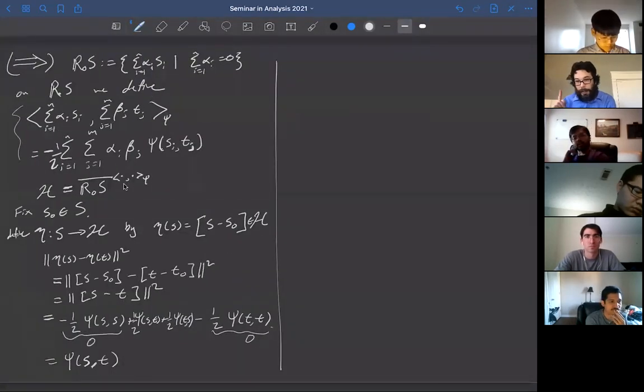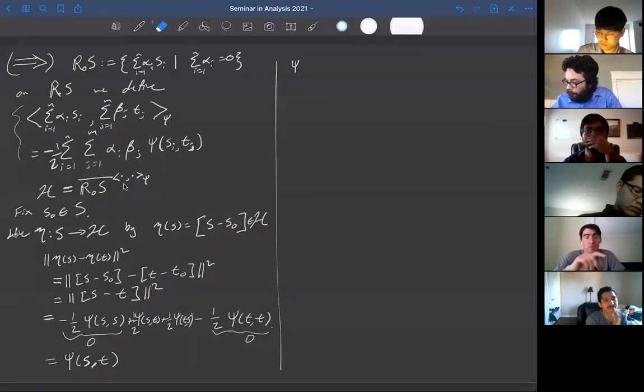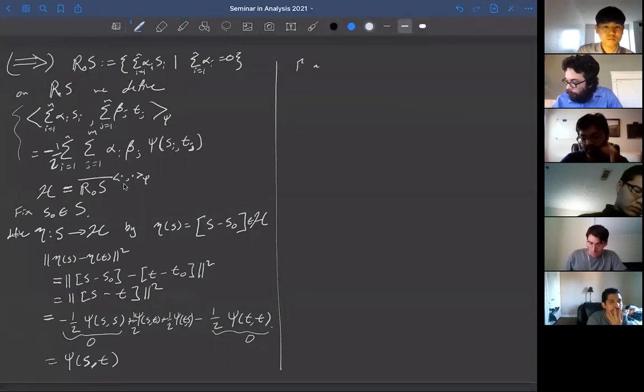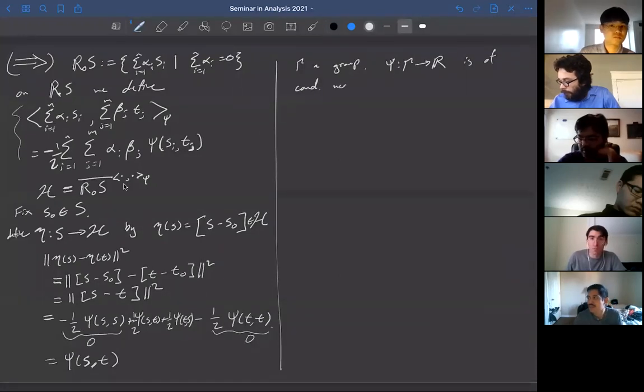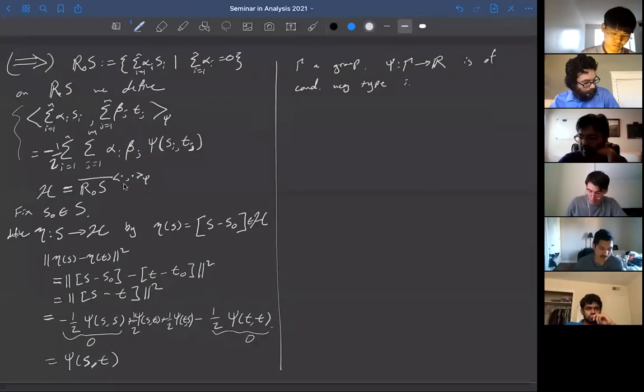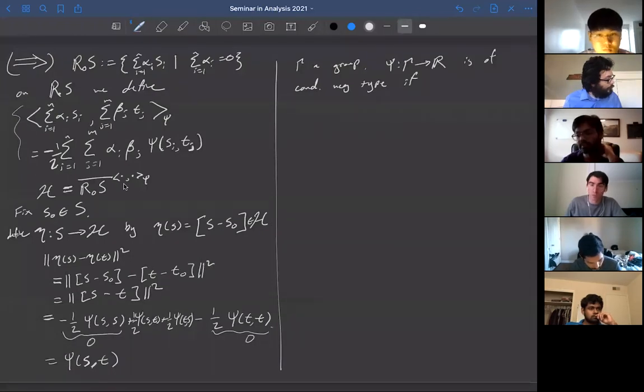All right. But I do know one thing: when you consider a group, this has another particularly nice description. So what happens when we have a group? So again, gamma a group. C mapping gamma, a real valued function, is of conditionally negative type if, let me make sure I'm not forgetting, maybe I need the extra condition that it's zero at the identity or something, let me check.